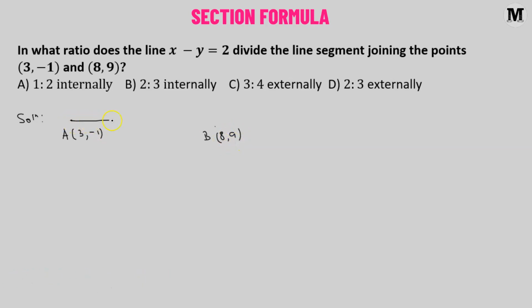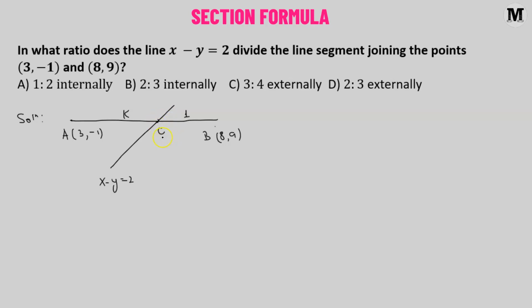We're going to join the 2 points with the help of a straight line. Now, there is another line with the equation x minus y equals 2. Let's say this line x minus y equals 2 is intersecting the line and it is dividing it internally in the ratio k is to 1. This is an assumption. We don't know for sure if it is dividing the line segment either internally or externally, but for the time being, we'll suppose that it is intersecting the line internally at point C.